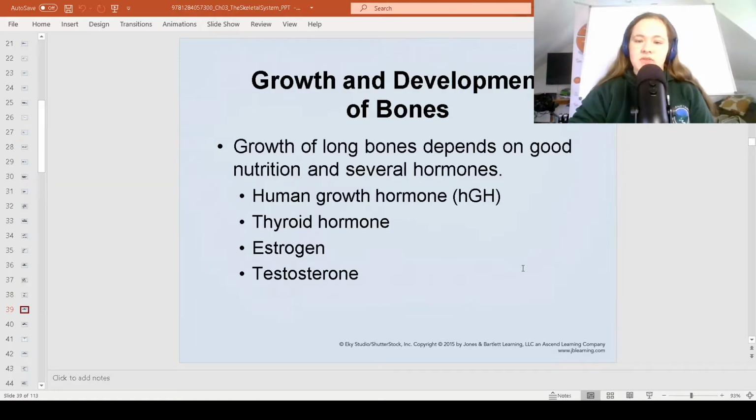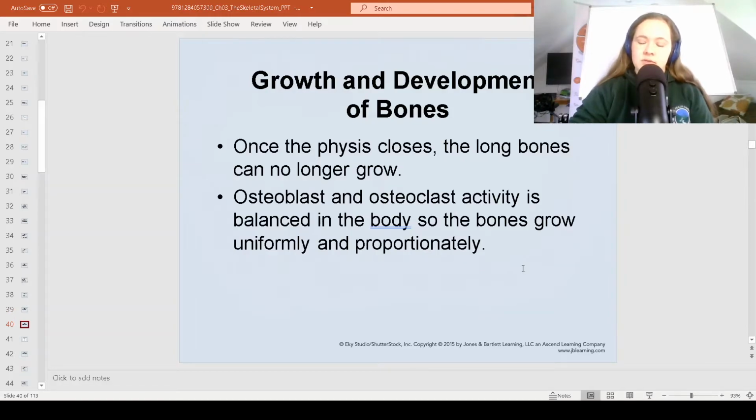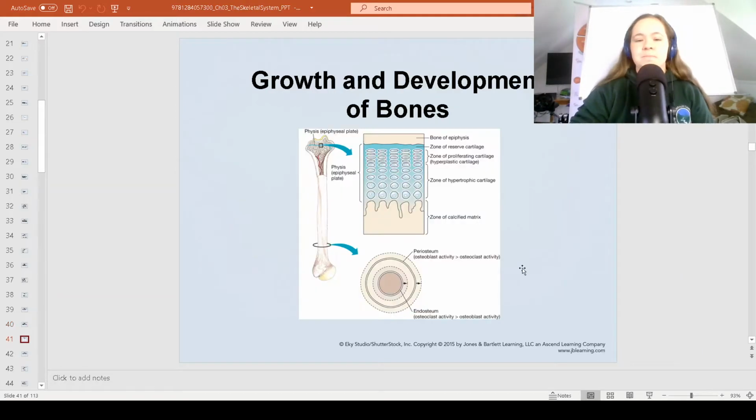Growth of long bones depends on good nutrition and several hormones: human growth hormone, which is HGH, thyroid hormone, estrogen, and testosterone. We all have testosterone, believe it. Once the physis closes, the long bones can no longer grow. Osteoblast and osteoclast activity is balanced in the body so the bones grow uniformly and proportionately.